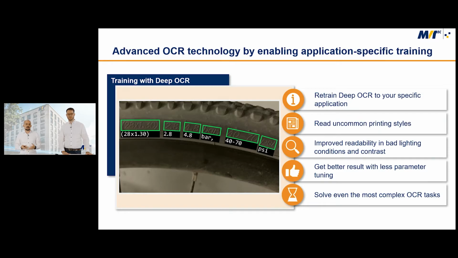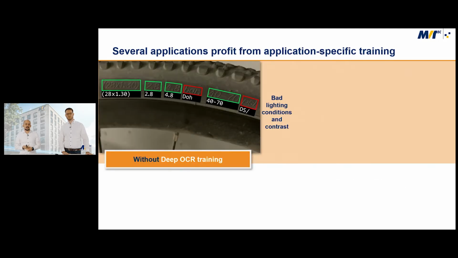So basically now it's possible to use your application images to retrain the Deep OCR model which we deliver with HALCON 22.5 and then get even better results and to solve even more complex OCR tasks.